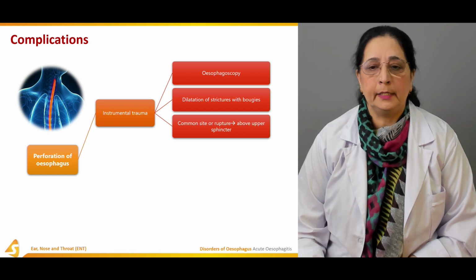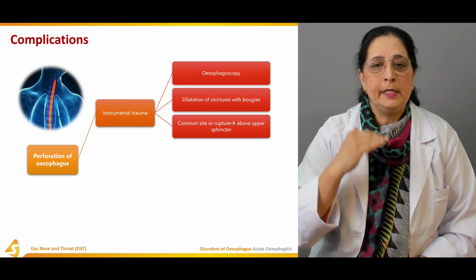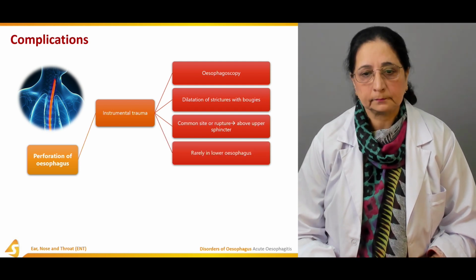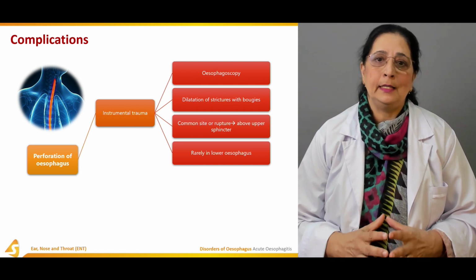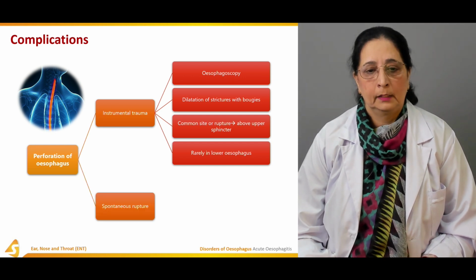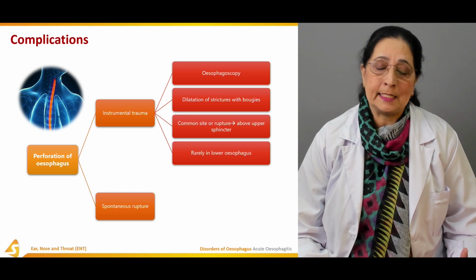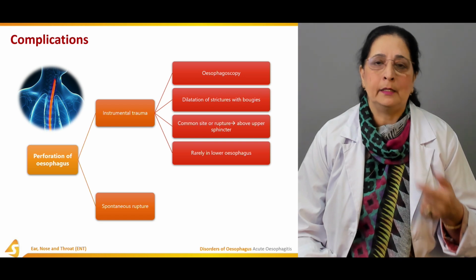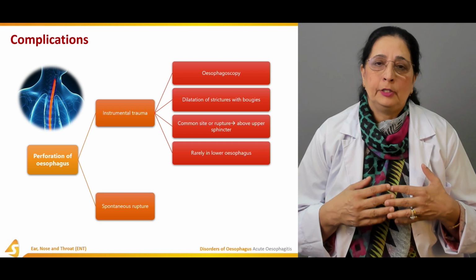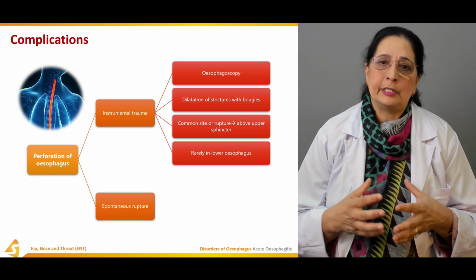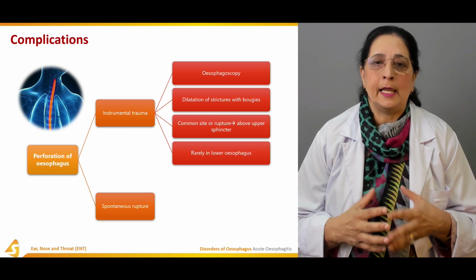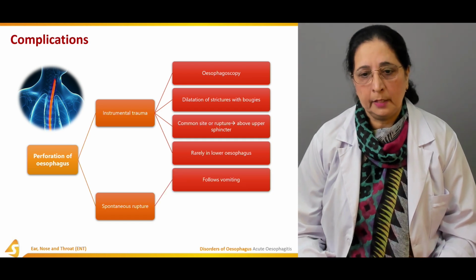The common site of the rupture in this case is above the upper sphincter. That's the common site of the rupture. Rarely in the lower esophagus. It's common in the areas above the upper sphincter. Then the esophagus can rupture spontaneously. As a complication, I mentioned hematemesis occurs in acute esophagitis. When the person tries to vomit forcefully through the esophagus that has strictures, that is narrowed, stenosed, as a result of the complication of acute esophagitis, then it can cause spontaneous rupture also. So it follows the vomiting.